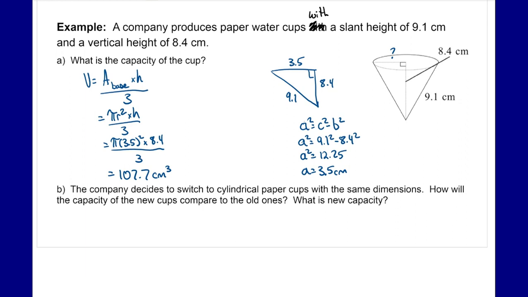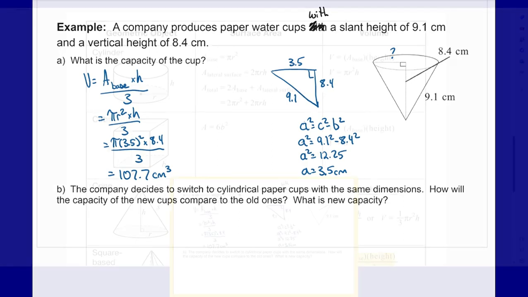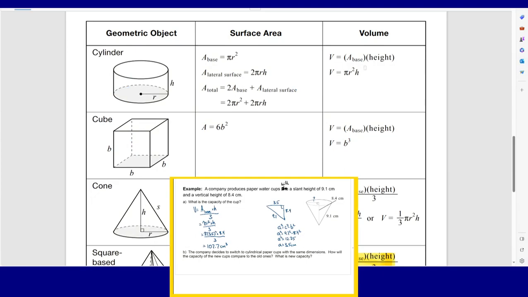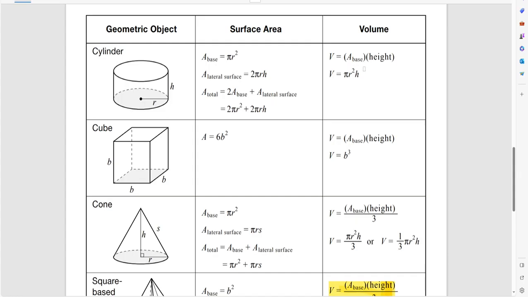Now for B, the company decides to switch to cylindrical paper cups with the same dimensions. How will the capacity of the new cups compare to the old ones? What is the new capacity? So I'm going to bring up my formula sheet again. I'm looking at a cylinder and a cone. So if I have a cylinder and a cone, how do their formulas for the volume relate?